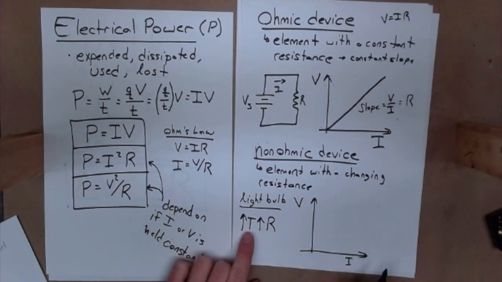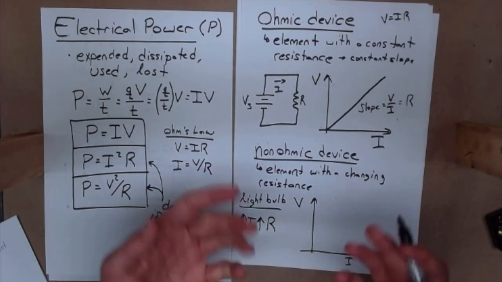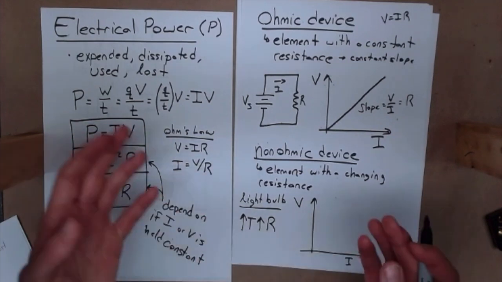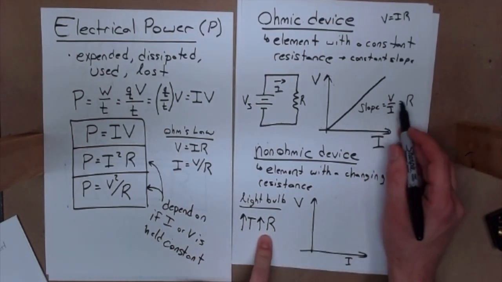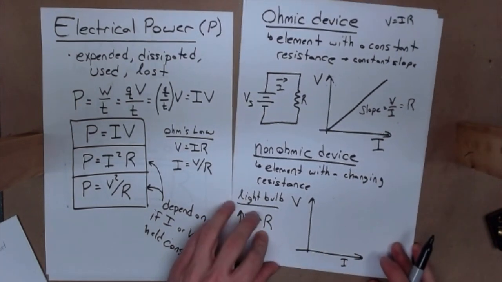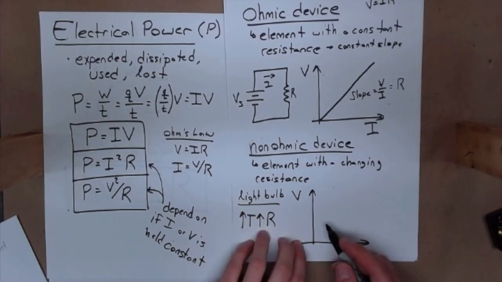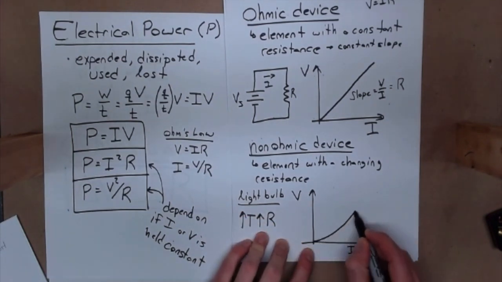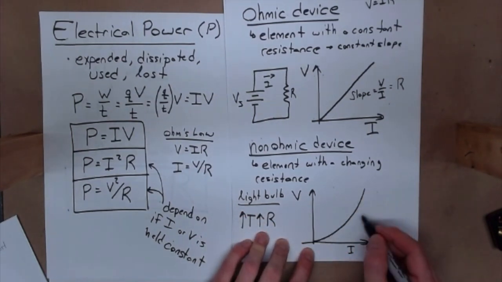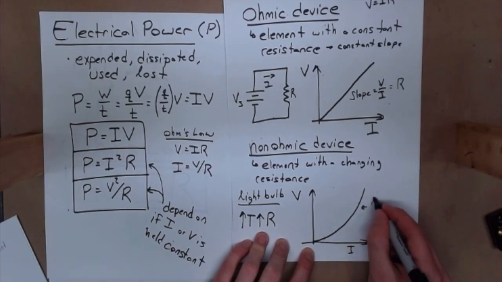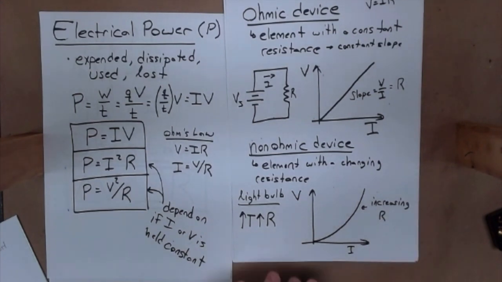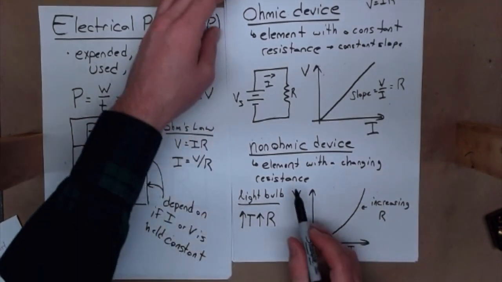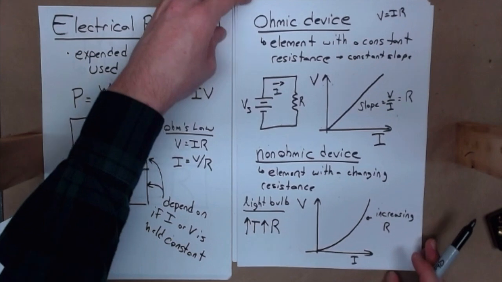Well, as I increase the current, I'm going to be increasing the temperature. It gets brighter, right? The brightness and the heat are very related to each other. Increase the temperature of the bulb, which means I increase the resistance. The slope is the resistance. And so I think you see where I'm getting at here. The slope must therefore increase with current. So this is an increasing R. It's a non-ohmic device, has a changing resistance as that temperature goes up.